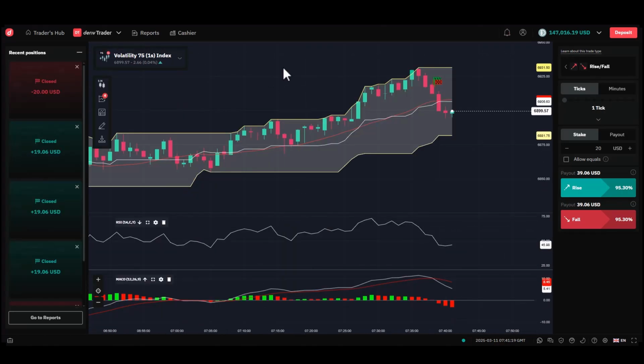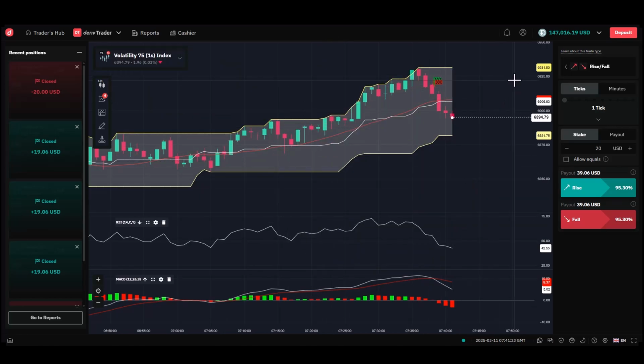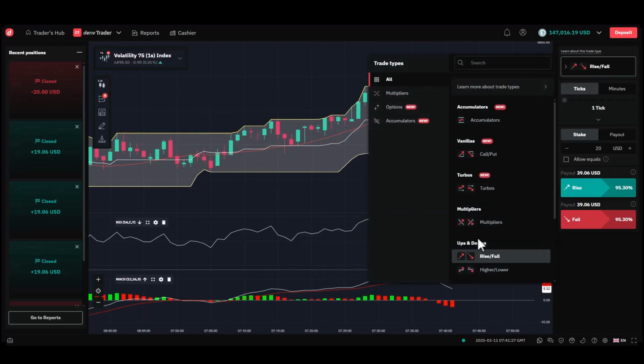Okay, so in this section, we're going to have a look at actually placing some option trades, and I'm going to use the Rise/Fall contract. If you click on here, you can choose the different contracts that are available. I've done a video on accumulators, which is an interesting trade. You've got vanilla options, but Rise/Fall is the nearest thing to a put or a call option.